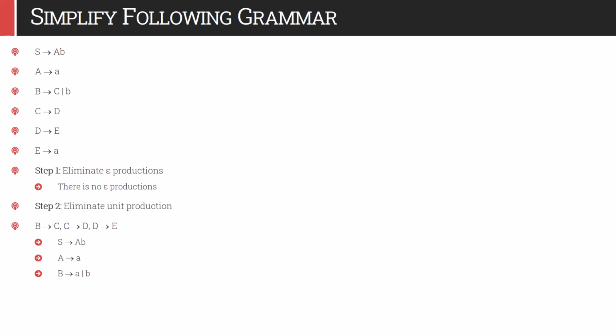B is already there. For C also, C gives D is a unit production. So remove D. If we replace D by E, again it is a unit production. So remove E and replace E by A. So we have the production of the form C gives A. Same for D and same for E. So this is the set of productions without any unit production.